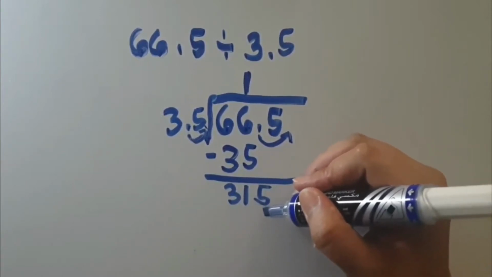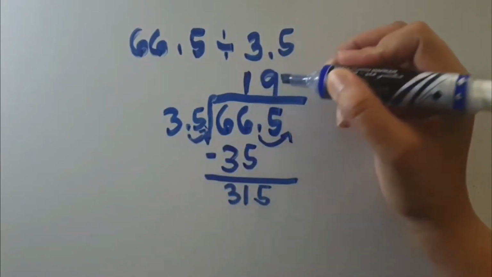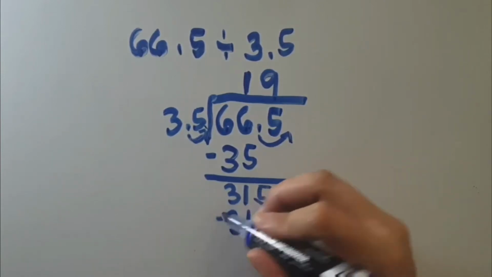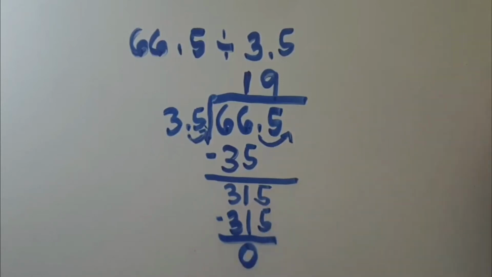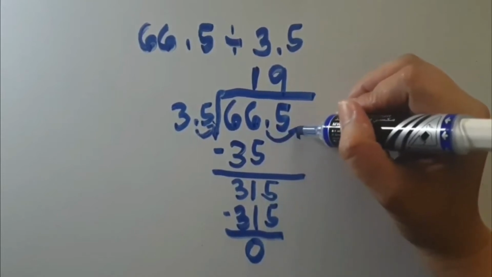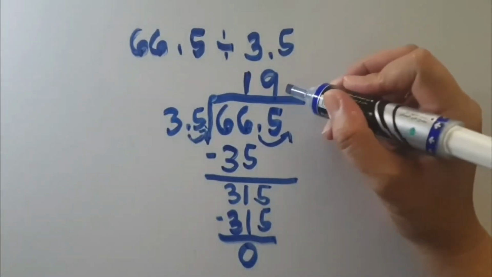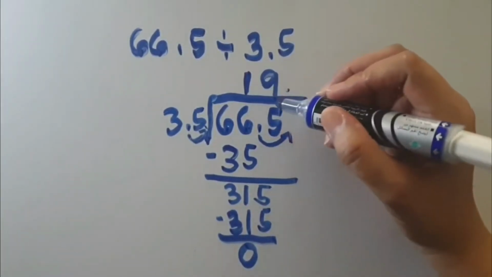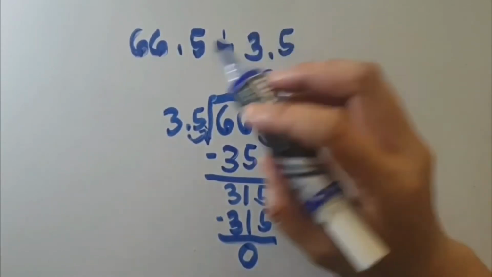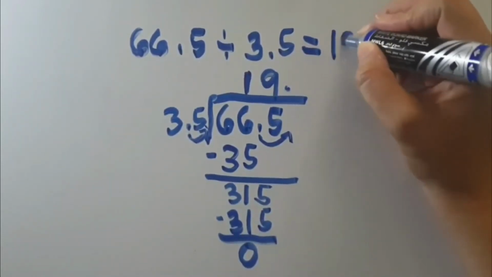Now we have 315. 315 divided by 35 is 9. And 9 times 35 is 315. In this case, we don't have a remainder. That is 0. So, after we move the decimal point on this part, then our decimal point should be on this part also. And it is at the end of our quotient. So, we have now a whole number quotient. And 66.5 divided by 3.5 is 19.